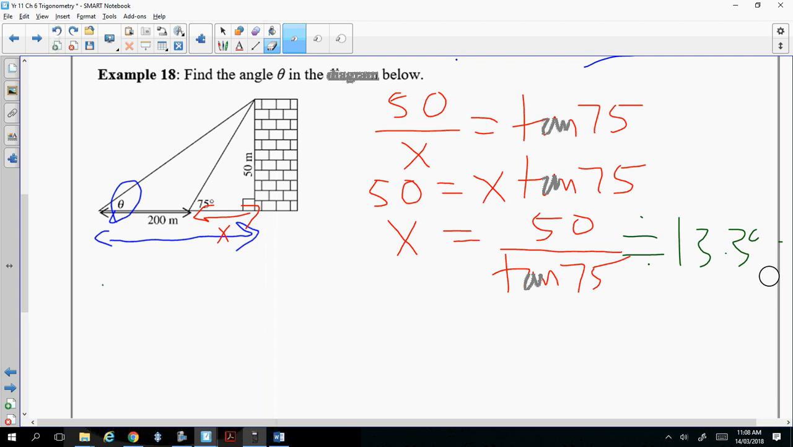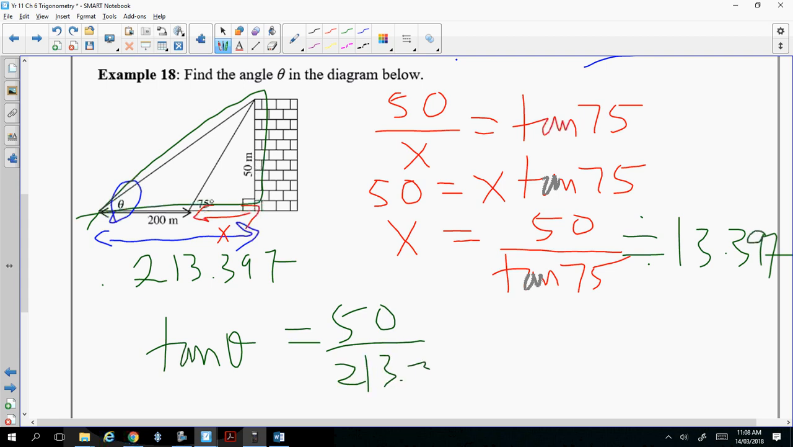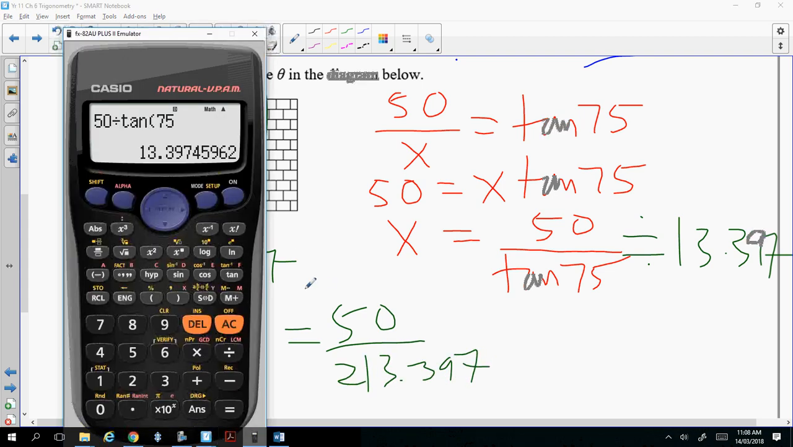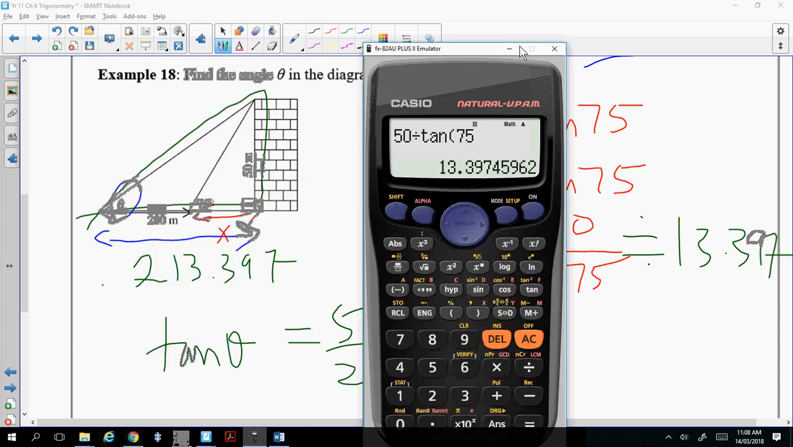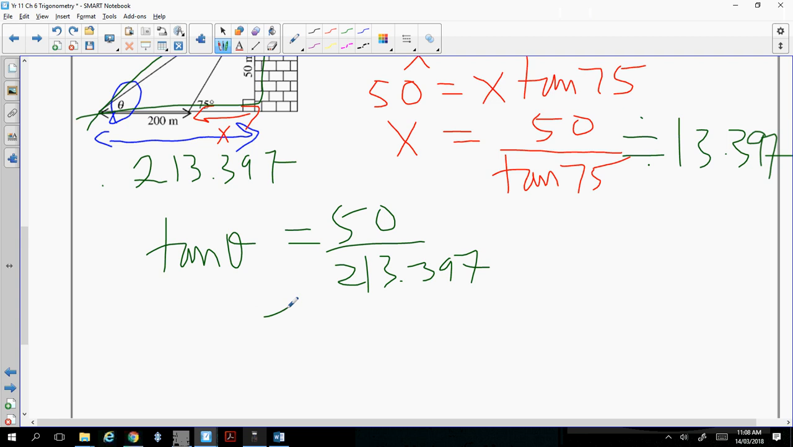213.397. To find theta, tan theta of the big triangle is 50 over 213.397. You can just add 200 to the previous answer, then do 50 divided by that answer, and then press Shift tan, answer. Theta equals 13.186 degrees, maybe to the nearest minute. Press this button here, so 13 degrees, 11 minutes.